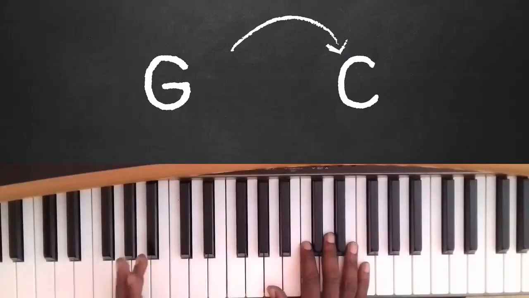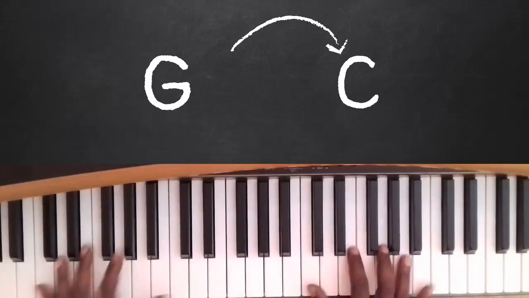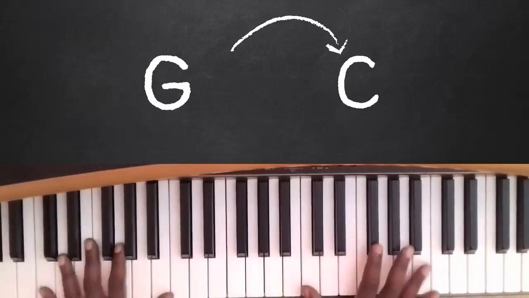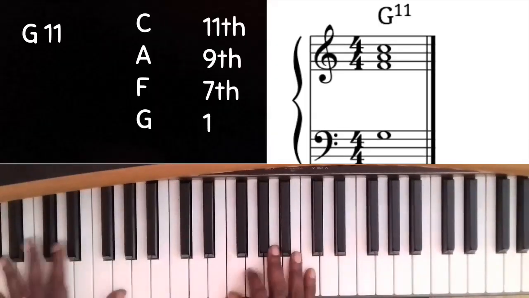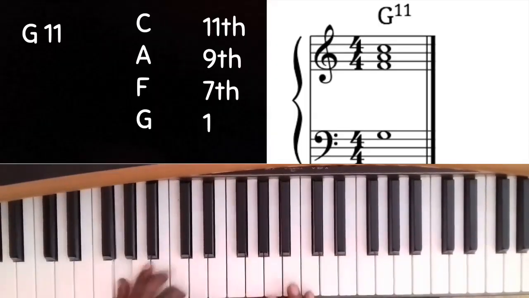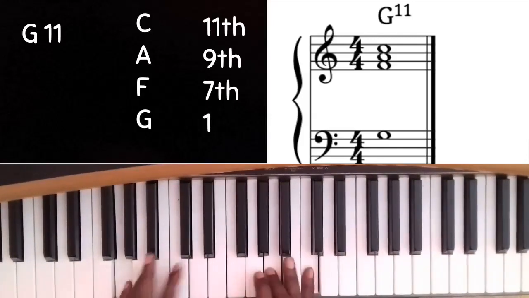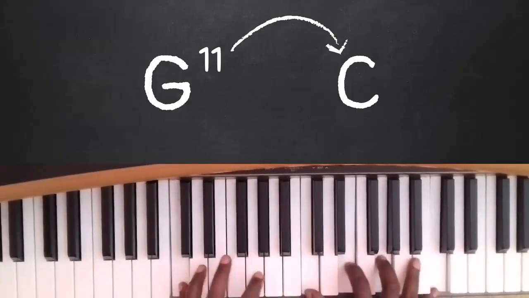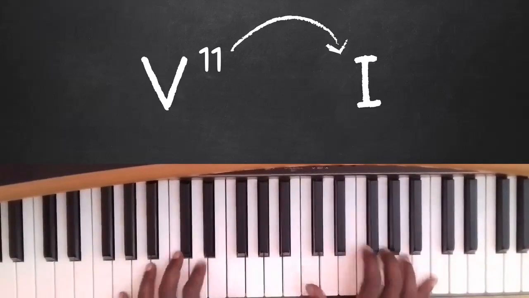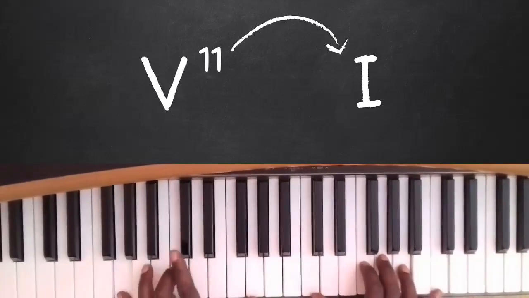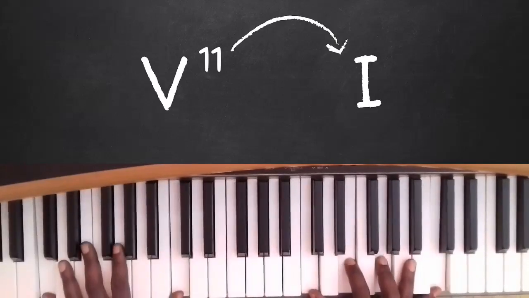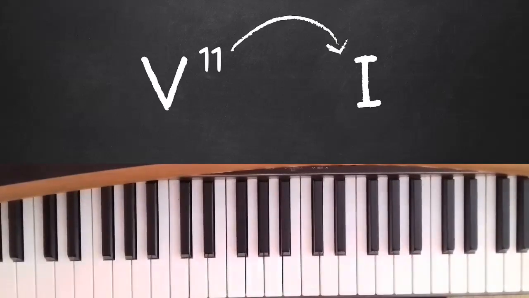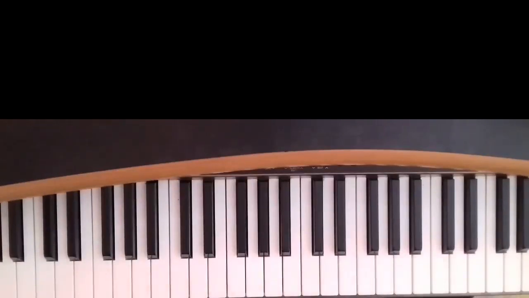Now 11ths can be used in a couple of different ways. Like for example, as a 5 chord going from 5 to 1. 5 to 1. We want to be able to have an 11th, G, 11th, G, 7, 9, 11. That's how you can use an 11th.